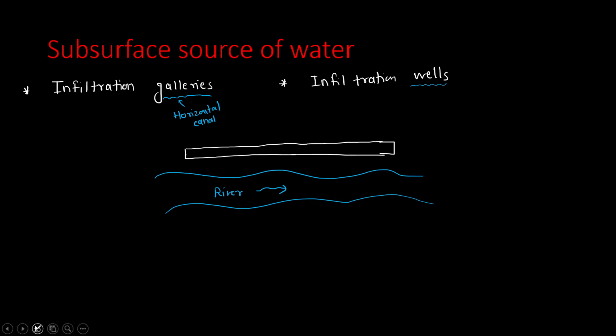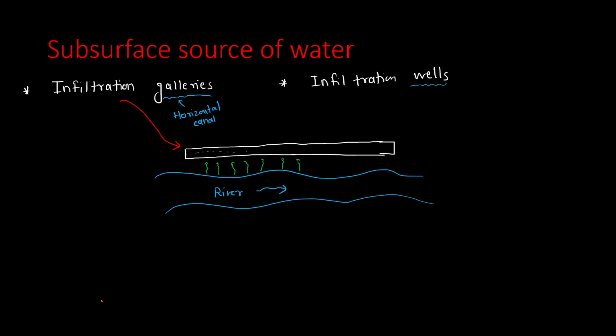Now what happens is that over the period of time the water infiltrates and gets collected in this canal. So the water from the river infiltrates and gets collected in this canal, and once it gets collected, then we can take out the water from this horizontal canal, and we can use it. So this horizontal structure which you are seeing is called infiltration galleries. I hope it is clear.